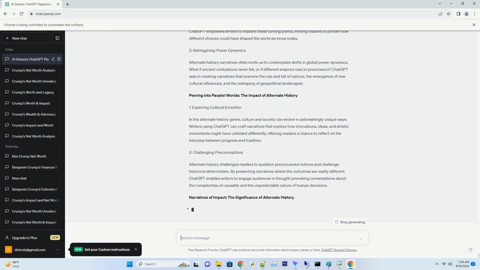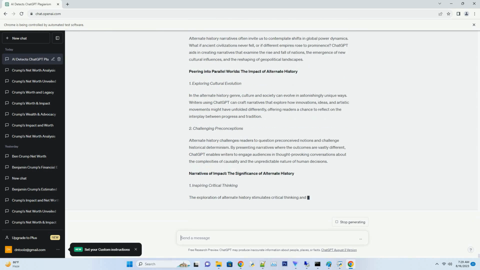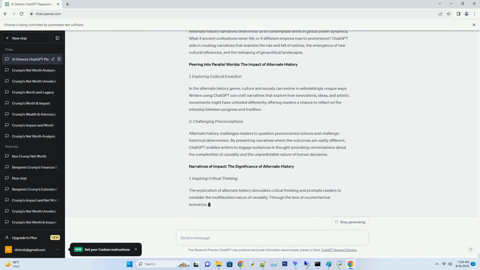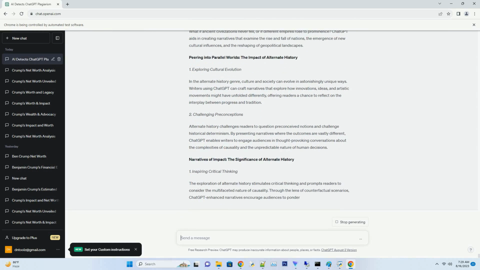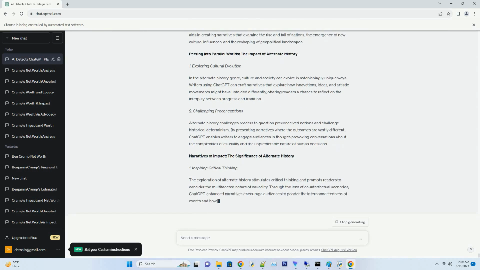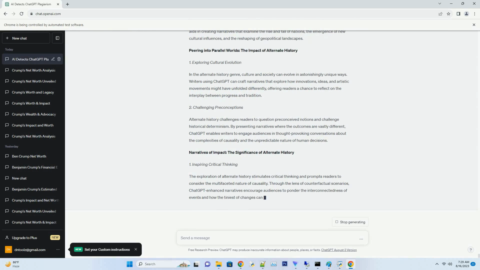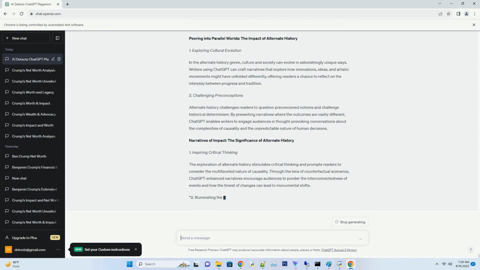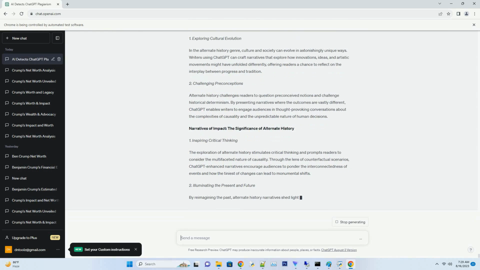Crafting divergent narratives, the art of writing alternate history. 1. Crafting a butterfly effect. At the core of alternate history lies the butterfly effect, the idea that small changes can have profound and far-reaching consequences. A seemingly inconsequential event can set off a chain reaction that alters the course of history. With ChatGPT, writers can explore these ripples, imagining how a different decision, a new invention, or an unexpected alliance could shape the world.